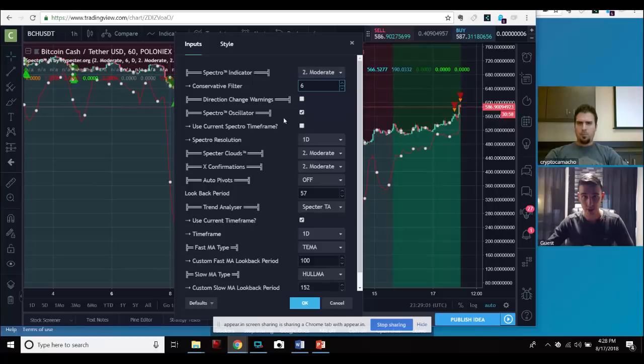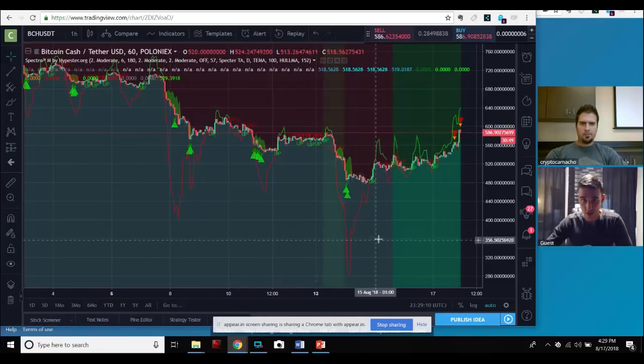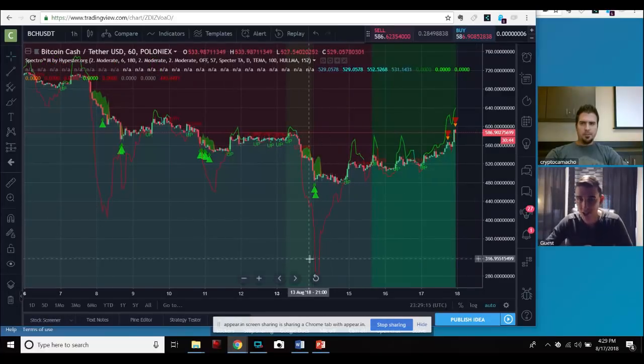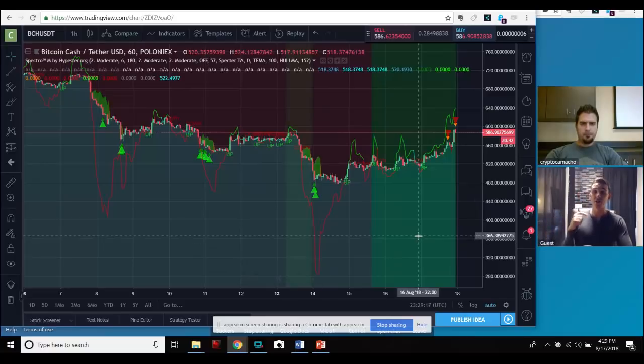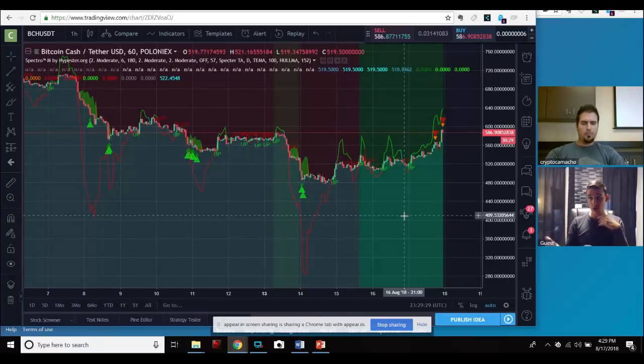Can you click on the spectral resolution? Let's do 3 hours. There you go. It's not really good. So what I would do, since you're trading trend and you're in already, is not have a very aggressive triggering. You want to maintain your trend because you're in the trend now. So what I would do is change my settings from moderate to conservative.